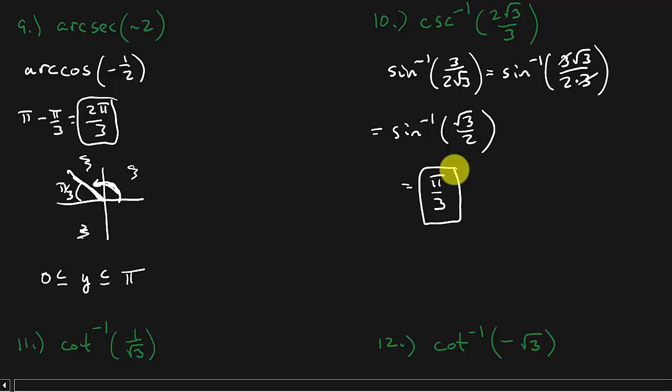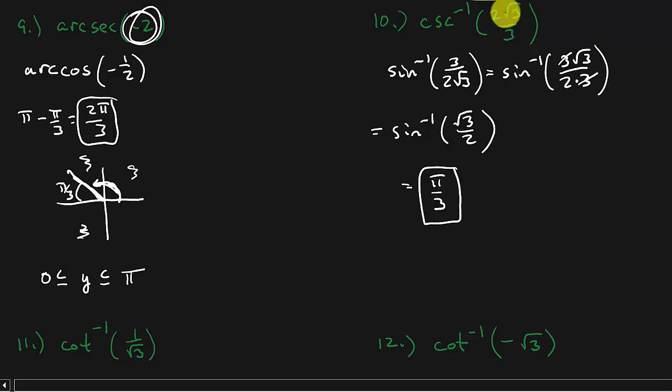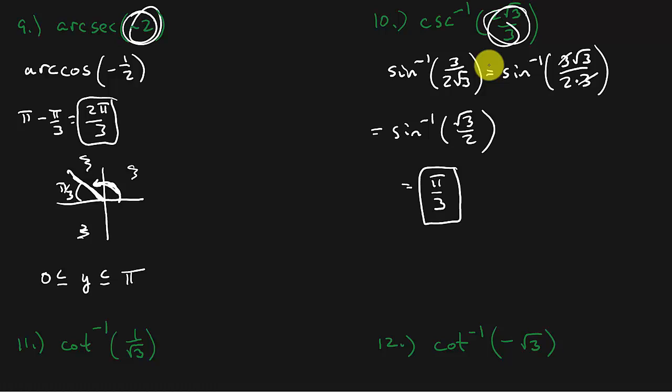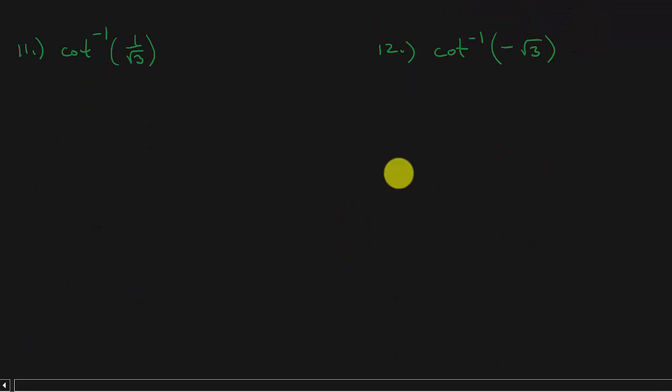All right, so that goes for secant and cosecant. For inverse secant and inverse cosecant, all you do is change it to inverse cosine or inverse sine of the reciprocal of whatever these numbers are. And then you do it like you did before, like we did with sine and cosine up above. All right, now let's get down here to cotangent.